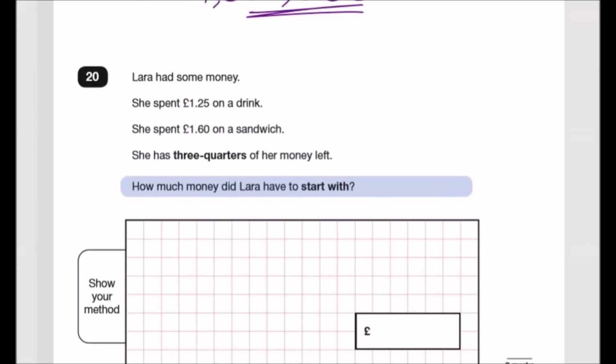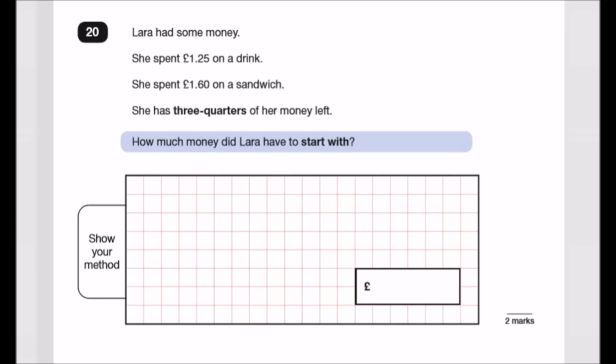Now 20. Laura has some money. She spent £1.25 on a drink and £1.60 on a sandwich. She has 3/4 of her money left. How much money did she start with? Okay, so drink plus sandwich, and whatever the total is, this is 3/4 of what she has. So if you add up both these money values, you should get exactly £2.85.